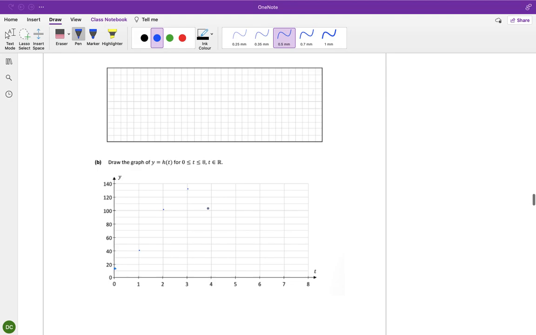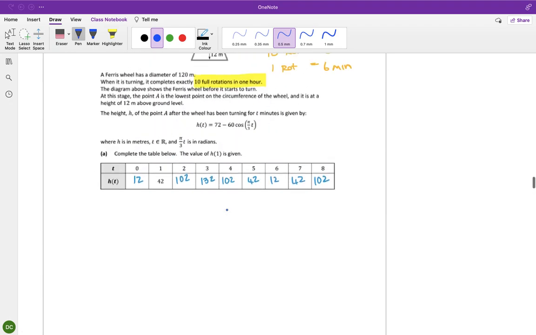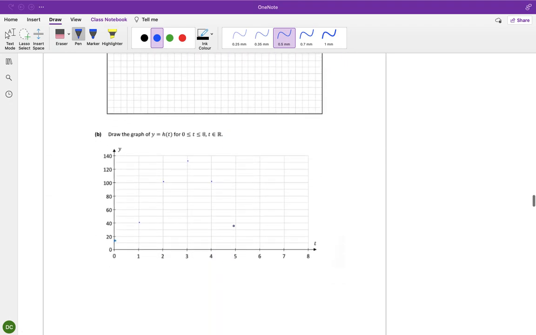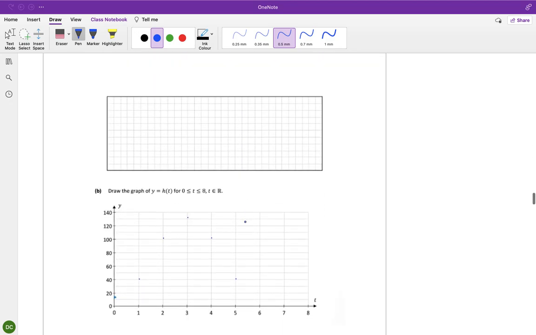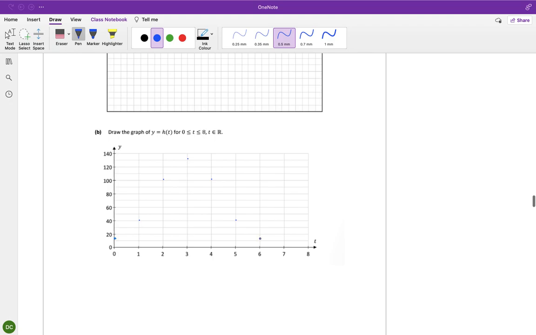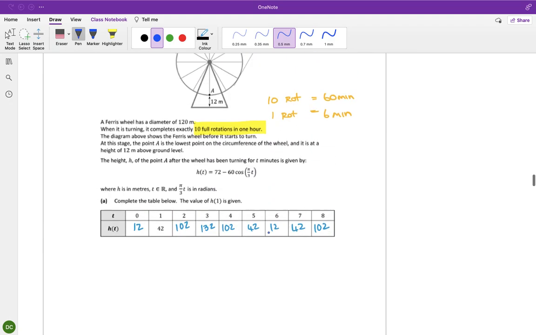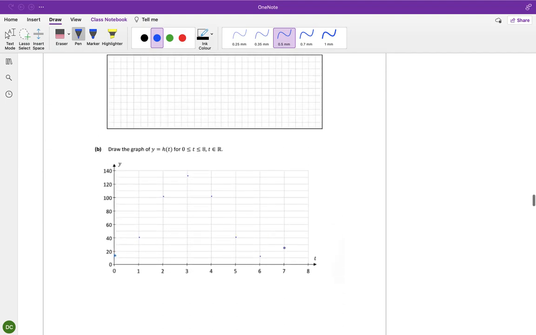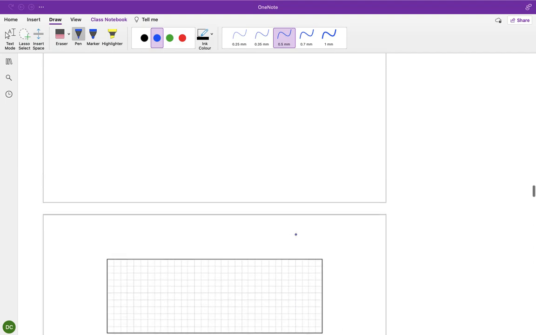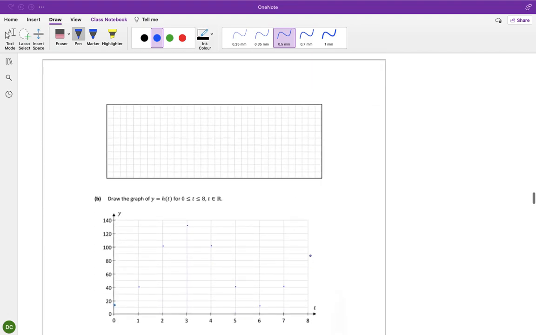Back to 102. There. 5 is 42 again. So that's there. 6 is 12 again. There. 7 is 42 there, and 8 is 102. 102 is there. Okay, so you can clearly see the shape. Now, whether I can draw it is another story.